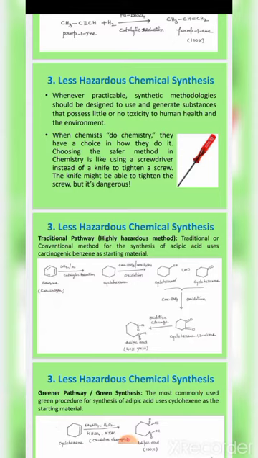We have a traditional way and a green way. Let's see the traditional pathway. In this pathway, we have some hazardous method. The traditional or conventional method for synthesis of adipic acid uses carcinogenic benzene as the starting material. Here in this traditional path to synthesis of adipic acid, we are using carcinogenic benzene as a starting material, which is very hazardous.